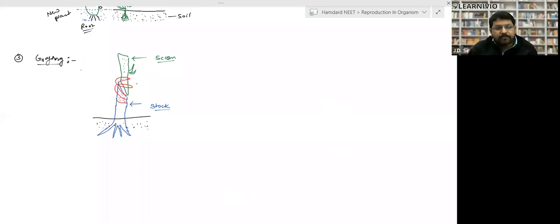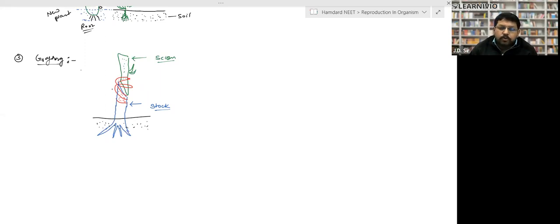After wrapping it, after some time, they join and a new plant becomes. This process is called grafting, and that's how grafts are made. Suppose that we have a mango tree that gives lots of fruit, but the stem is so weak that when lots of fruit are laden over there, the branches break and the plant falls down.